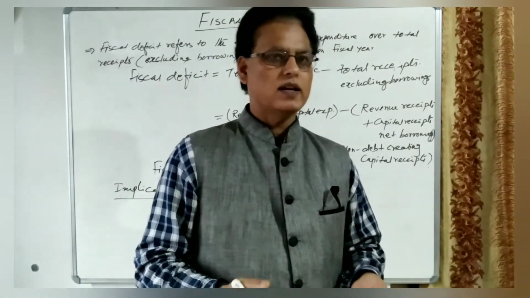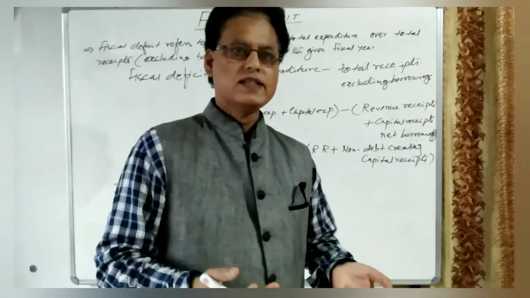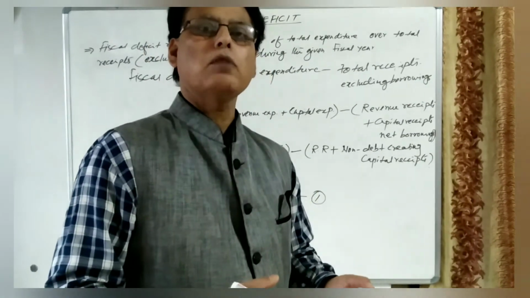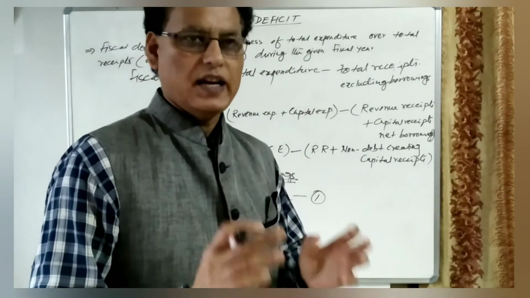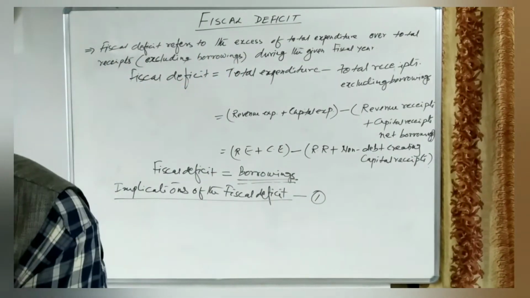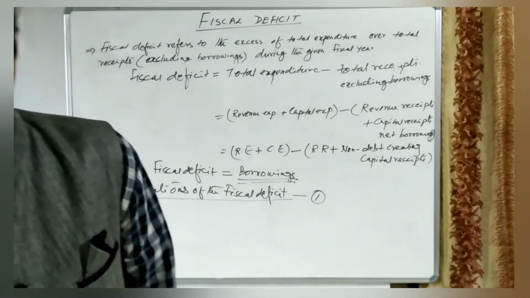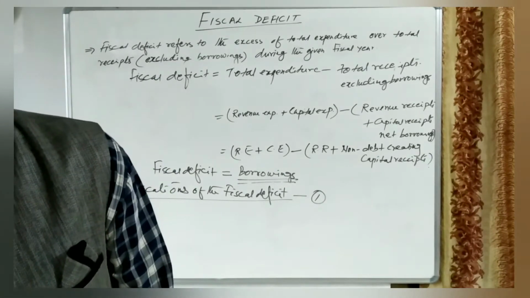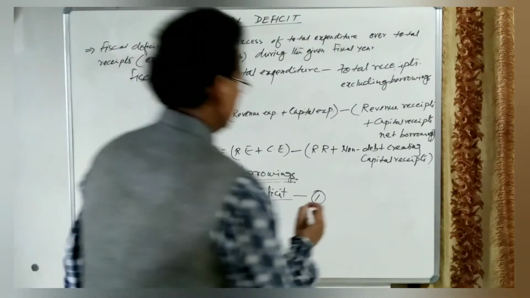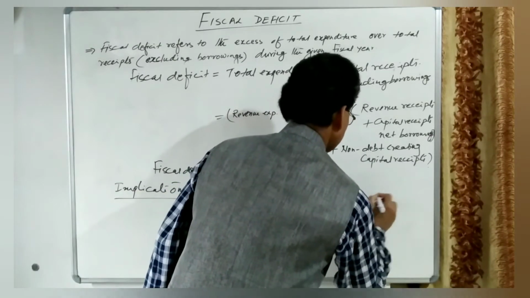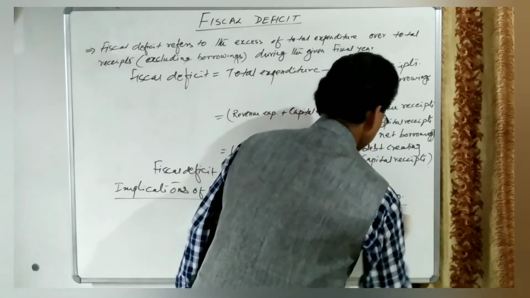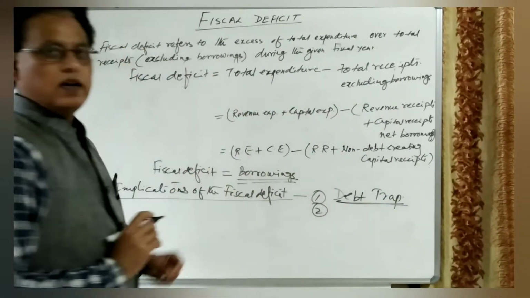Then the burden will increase and the government will get into a debt trap. So the first implication is the debt trap. This is the first implication of the fiscal deficit.